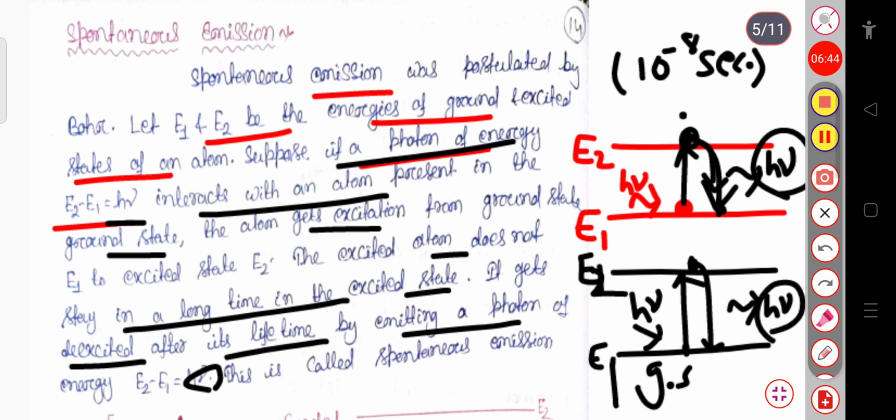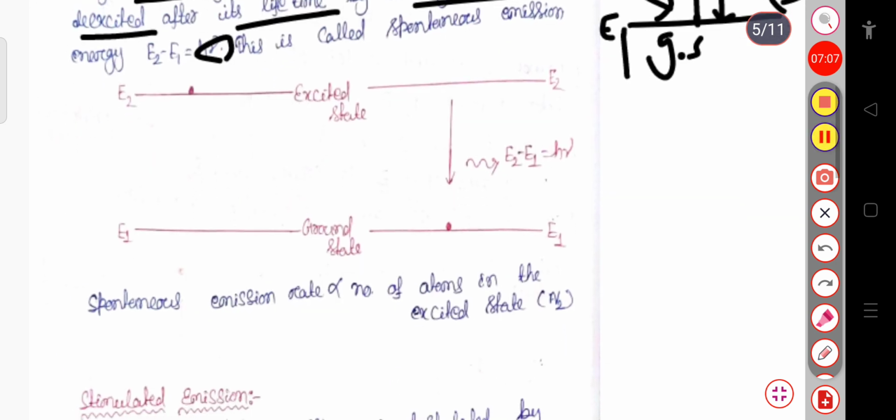So during spontaneous emission, you don't need any additional amount of energy, since the lifetime of the atom in the excited state is very short, that is 10 power minus 8 second. After its lifetime, it will get de-excited and come back to the ground state. Okay, so this phenomenon is called spontaneous emission. So now you can see here, the atom is already present in the excited state. Since it cannot stay for a larger time, it will come back to its ground state by emitting the amount of energy h nu.